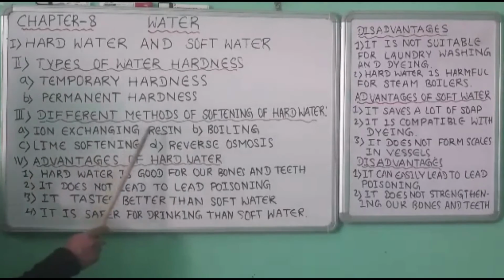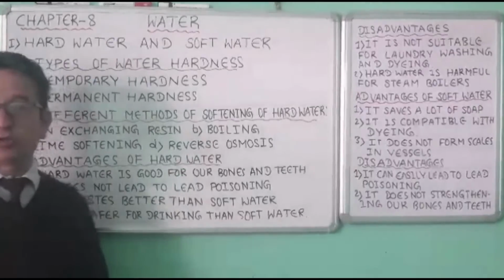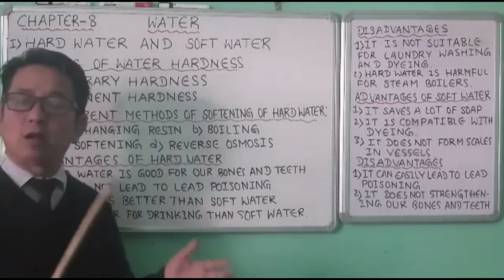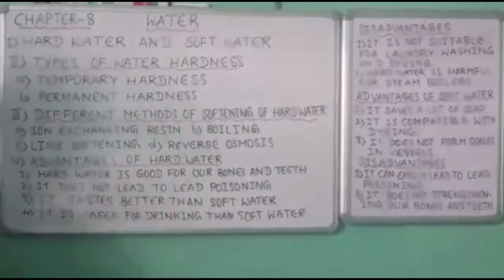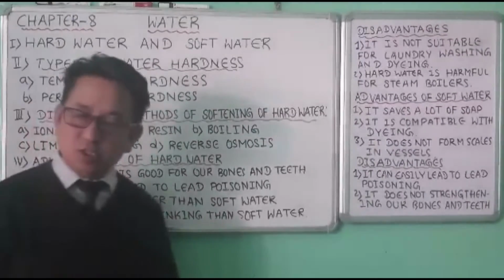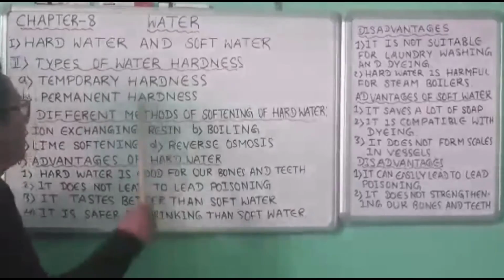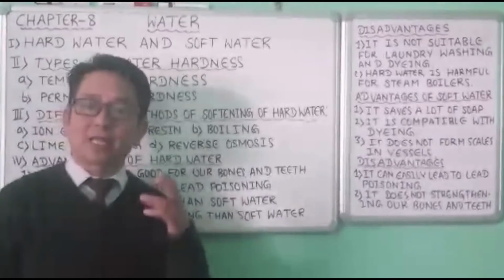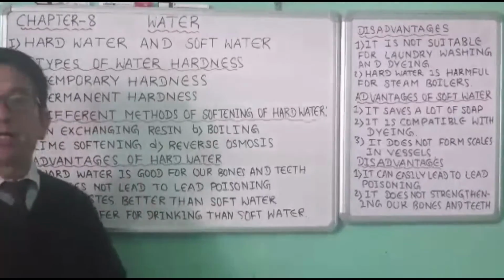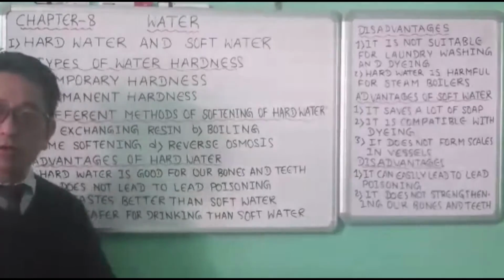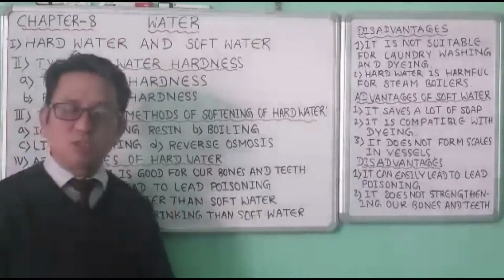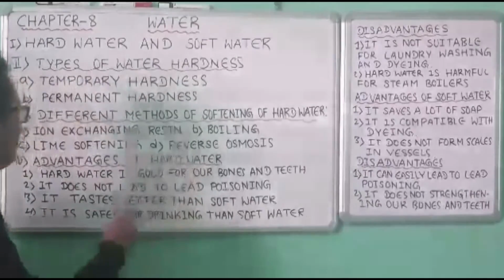Ion exchange resin is the process to reduce the hardness of water by replacing calcium and magnesium ions with potassium and sodium ions. Now boiling is the process which is used to remove the temporary hardness of water. On boiling, bicarbonates of calcium and magnesium decompose to give insoluble calcium carbonate and magnesium carbonate, which can be removed from the water by filtration.